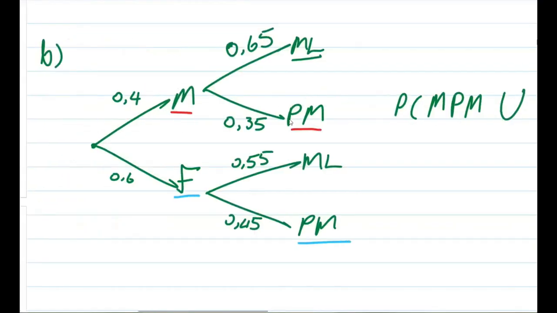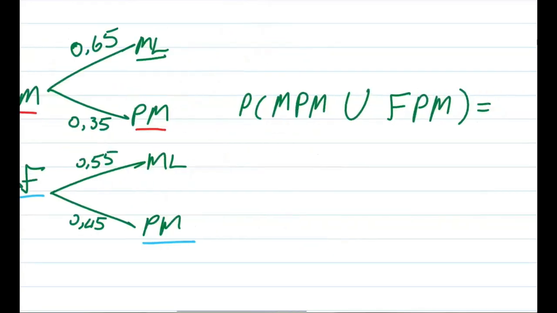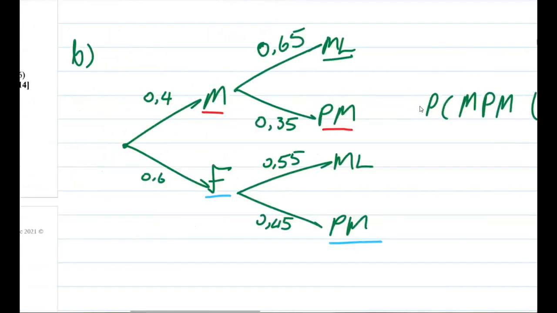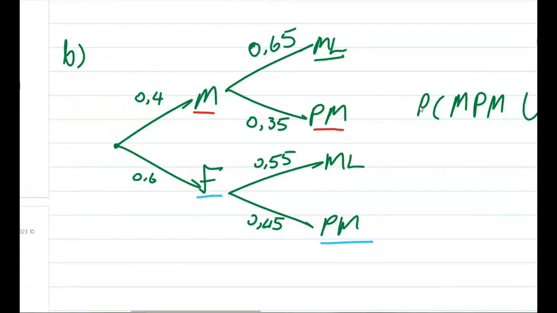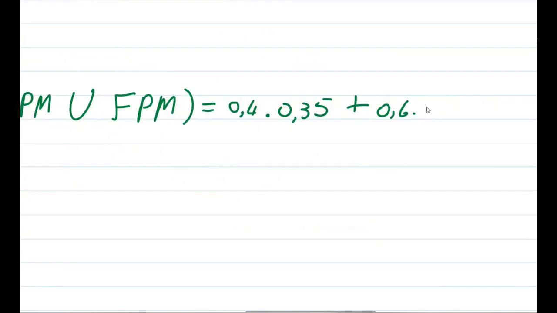We've got male and pure mathematics. That's going to be a product of what? A product of 0.4 multiplied by 0.35, plus 0.6 and 0.45. 0.6 times 0.45. Good. And what does that give me?